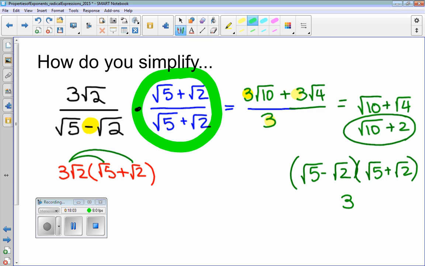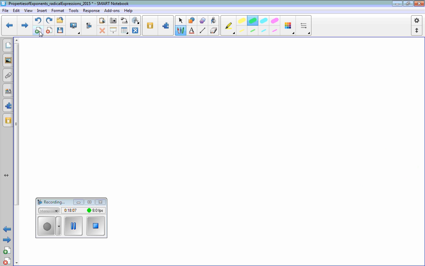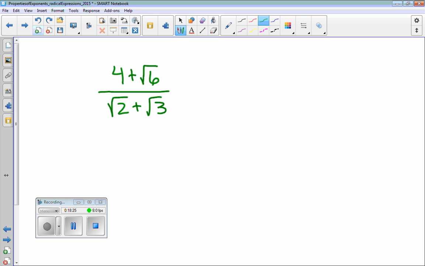I'm going to give you one more to try, okay? I'd like for you to try one on your own. So, you guys try this one. This one's going to be a little bit harder, not too bad. So let's try 4 plus the square root of 6 over square root of 2 plus the square root of 3. I'd like for you to simplify that.